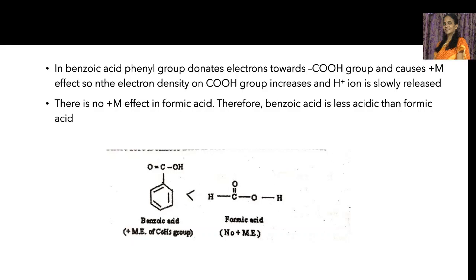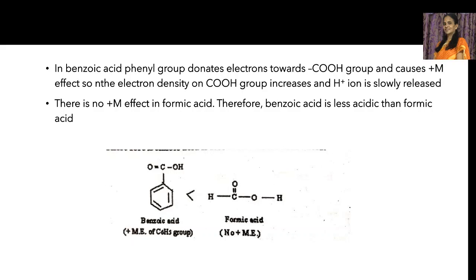So in benzoic acid, what is happening? The phenyl group donates electrons. It releases electrons towards the COOH group. It causes a plus M effect. So because of the plus M effect, what happens? The COOH group releases this H plus easily compared to formic acid.